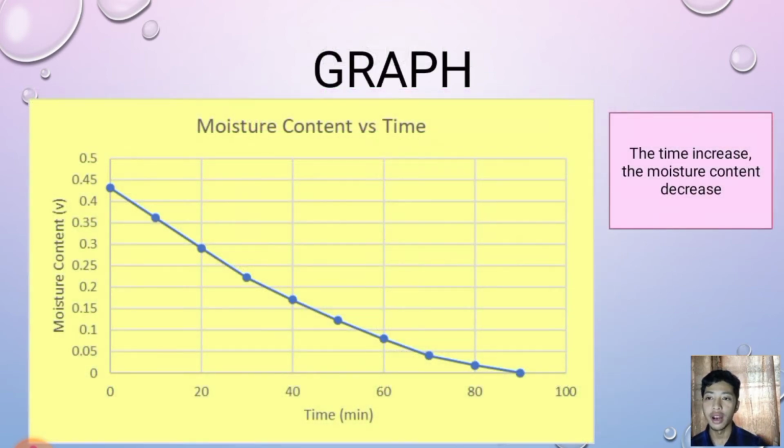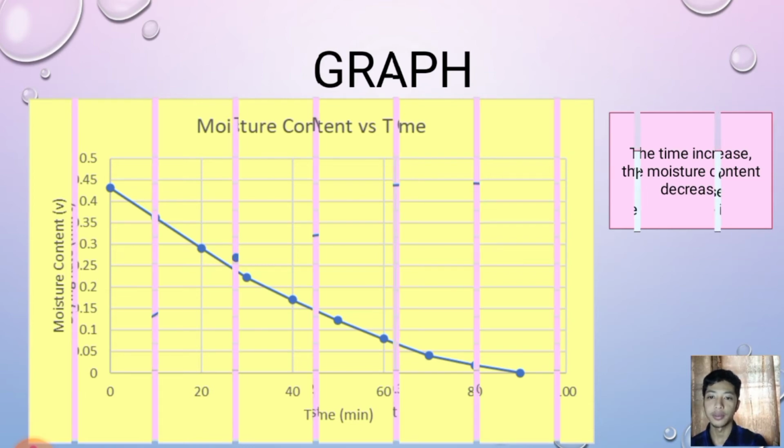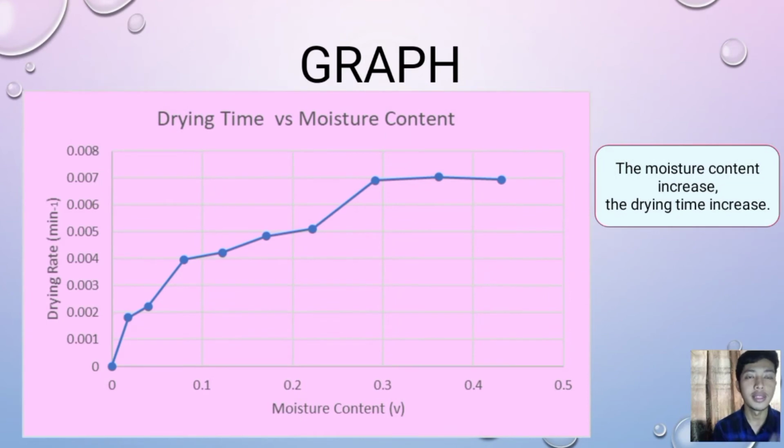Then we plotted the graph, moisture content versus time. As we can see, as the time increases, the moisture content decreases. This is the second plotted graph, which is drying rate versus moisture content. As we can see, as the moisture content increases, the drying rate also increases. The first 9 points are the falling rate, and from the third last point the drying rate starts to be constant.